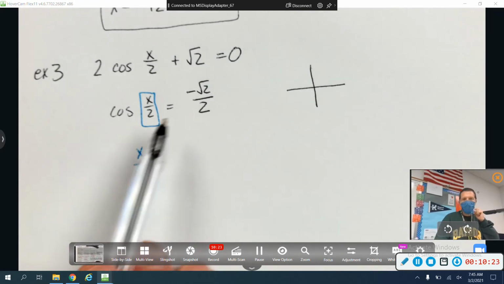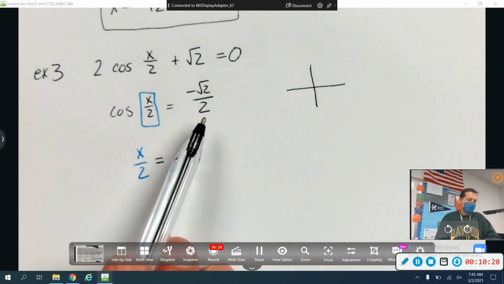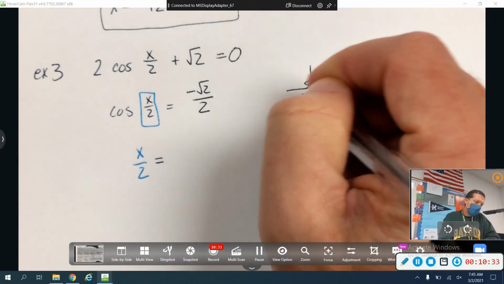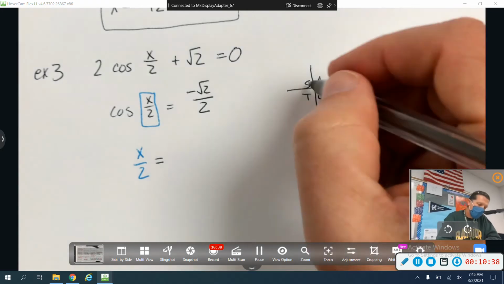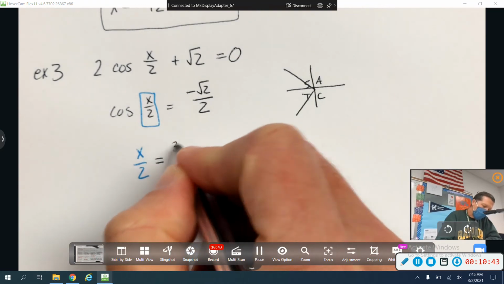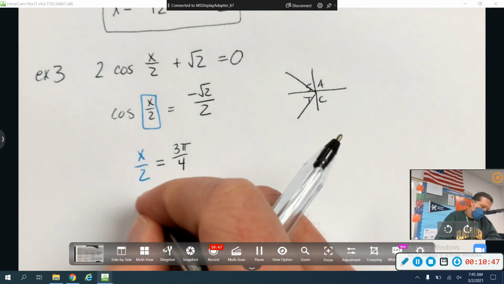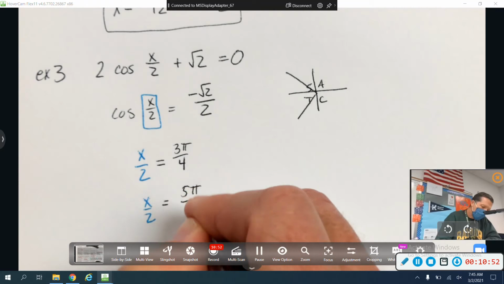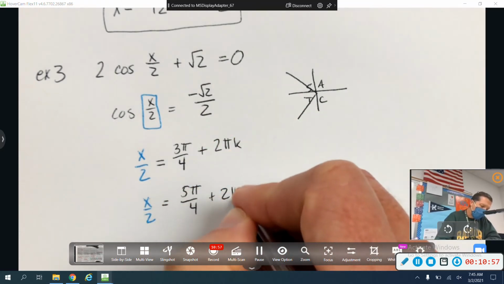So what quadrants have a negative cosine? Two and 3. Yeah, 2 and 3. And the root 2 over 2, that's the one in the middle. So that would be 3 pi over 4 and 5 pi over 4 plus 2 pi k, because you can spin around as many times as you like.